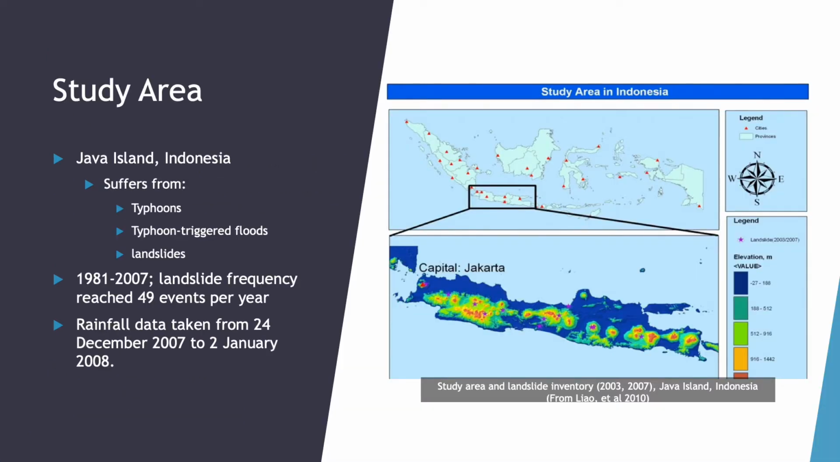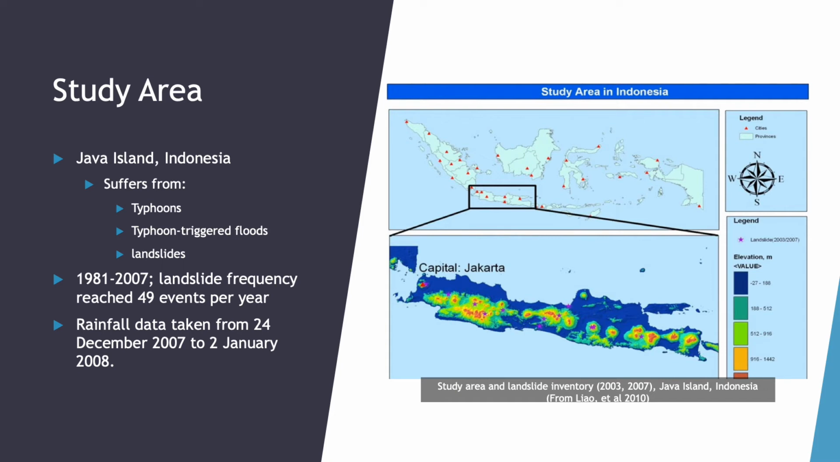The study focused mainly on Java Island in Indonesia from December 24, 2007 to January 2, 2008. Since Indonesia falls within the tropics, it experiences a lot of rain. Frequently, Indonesia suffers from typhoons, landslides, and typhoon-triggered floods. From 1981 to 2007, the landslide frequency in Indonesia had increased to 49 events per year.